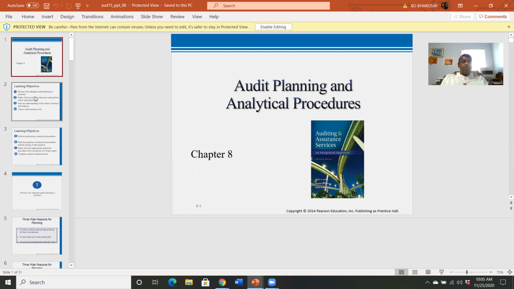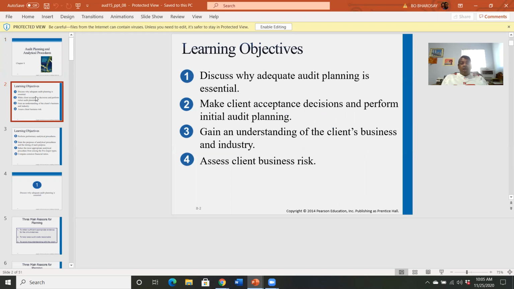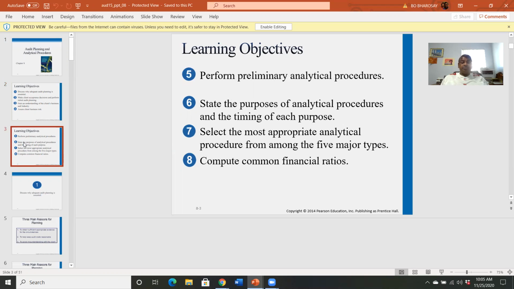So what are some of the things we're going to learn today? We're going to discuss why adequate audit planning is essential. How do we make client acceptance decision and perform the initial audit planning? We will gain an understanding of the client business and industry. How do we do that? How do we assess the client business risk? And what is client business risk?